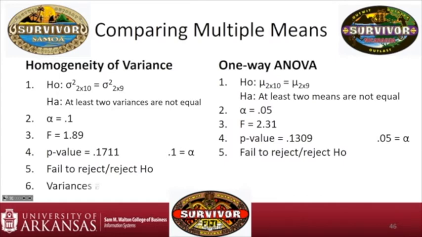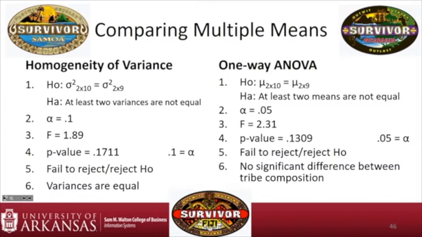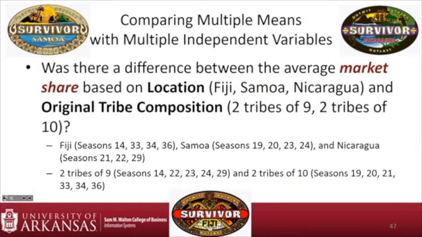So we already decided we're going to fail to reject. So our variances are equal in this case, and there's no significant difference between our tribe composition. So then here comes the next question, what we've been leading up to: is there a difference between the average market share based on location and the original tribe composition? Okay. So location alone, yes, there's a difference. Tribe composition, no, there's not a difference, but is there an interaction?